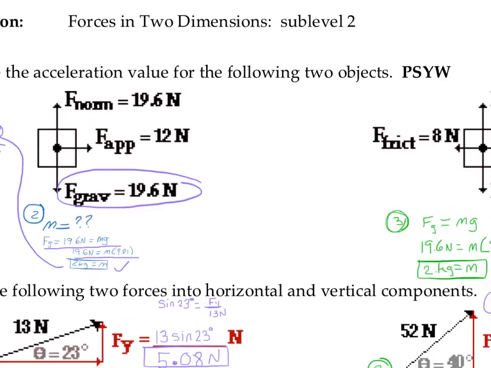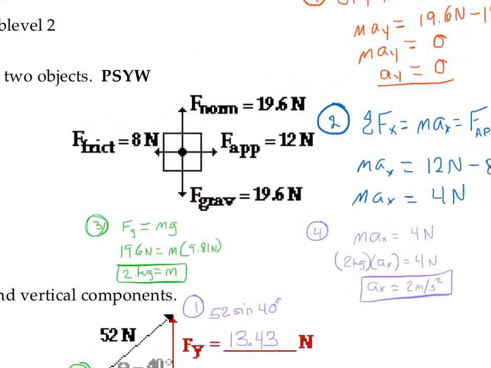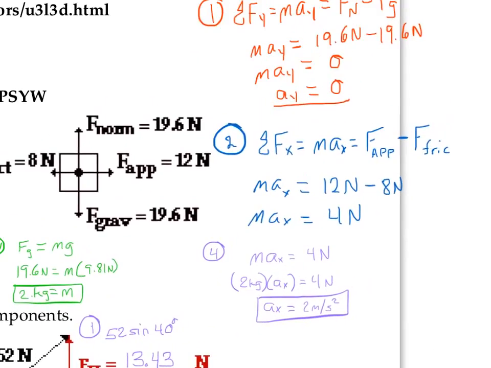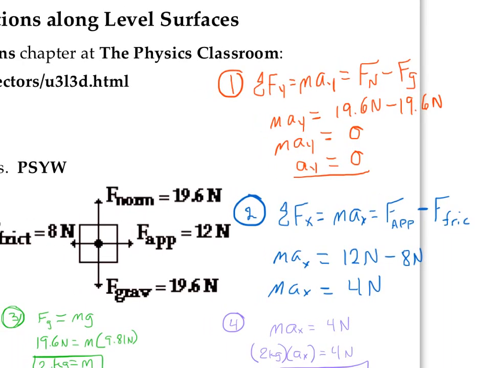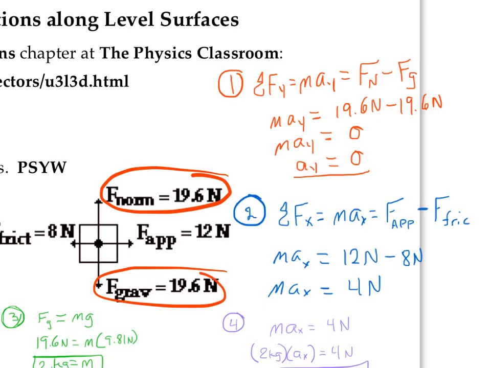For number 2, or the same one, it's really similar. We start off the same way. We look at the net force in the y. We know the net force in the y is going to equal 0 because we see that the normal force and the force of gravity are the same, so they're going to cancel each other out. So our acceleration in the y is going to be 0. We could have done this just by looking at it. We don't have to actually do this whole equation. We can just say acceleration in the y is 0 because they cancel each other out.